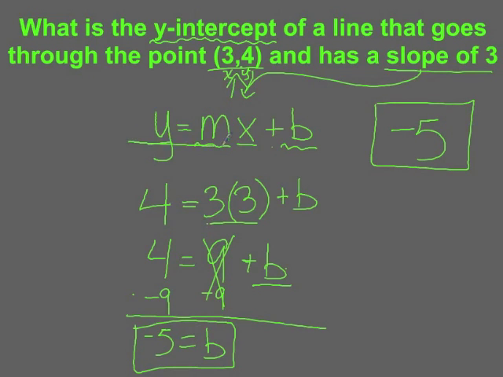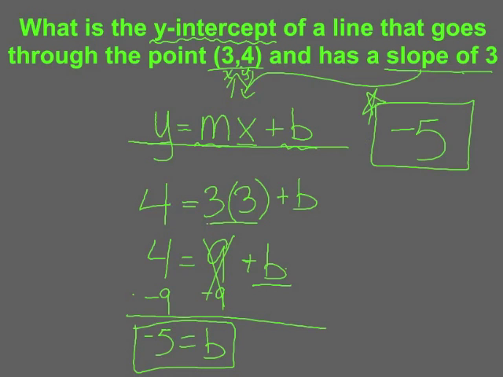We take the general equation, y equals mx plus b, plug in the information from our points, plug in our slope information, and then we're able to figure out what the y-intercept is. So that's how we find the y-intercept.